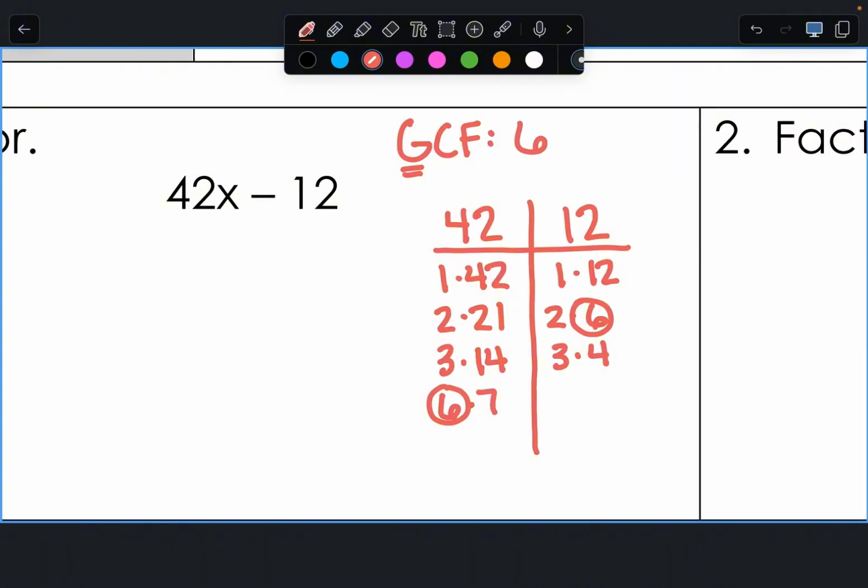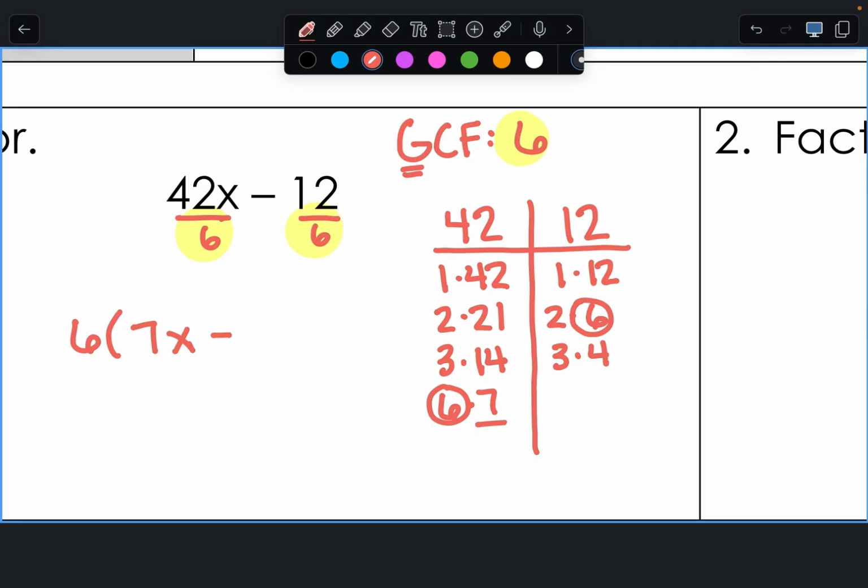Now, both terms do not have an x, so x is not going to be part of my greatest common factor here. What you do with this number is you're going to divide each term by the number 6, okay? That's the number that's going to go on the outside of the parentheses. We're going to undistribute it, okay? 42 divided by 6 is what? 7x. Bring down the x. Bring down the minus sign.